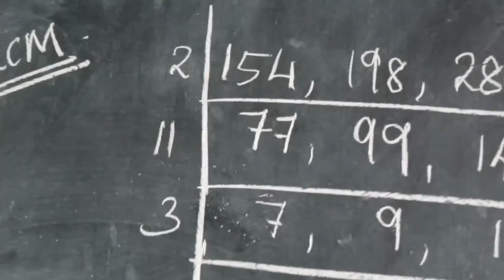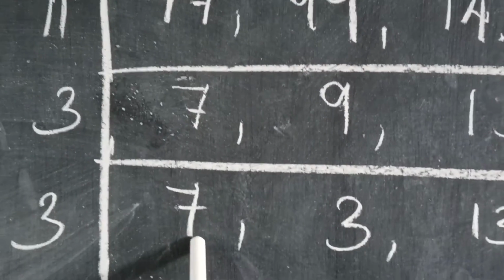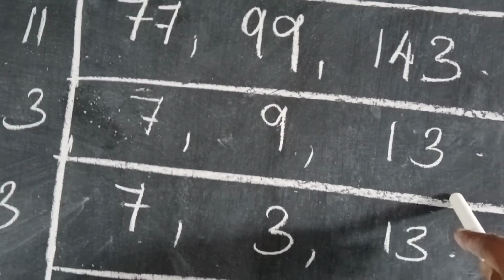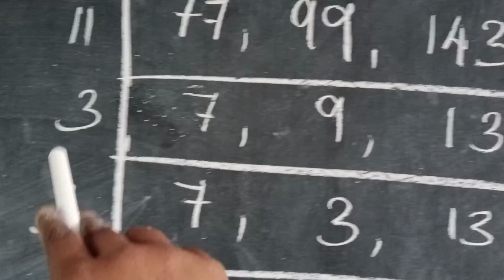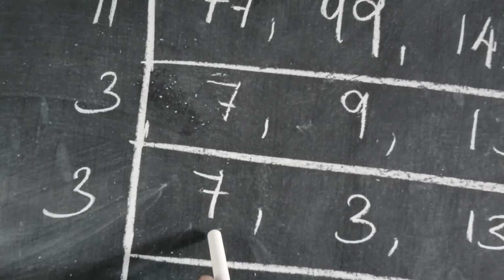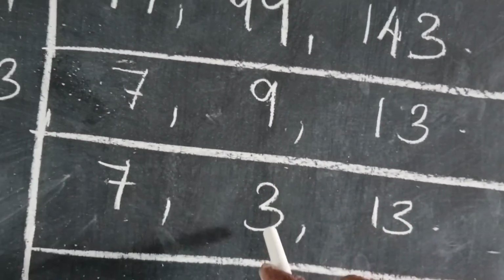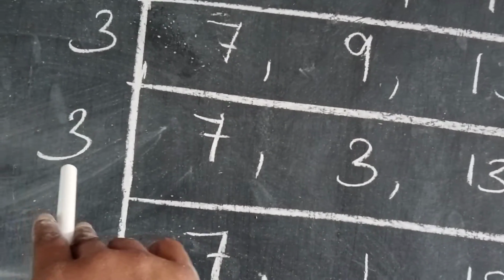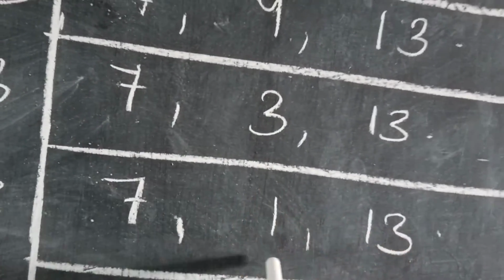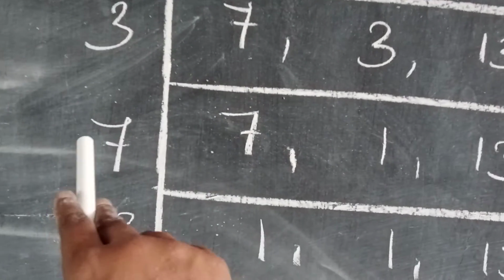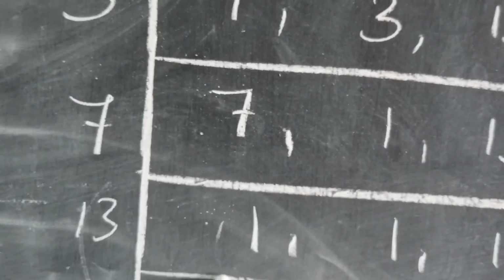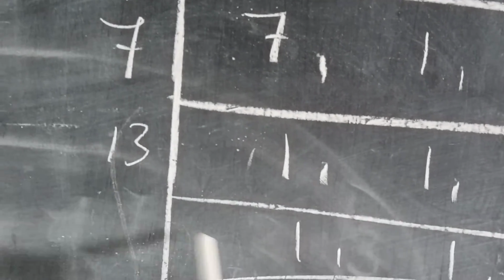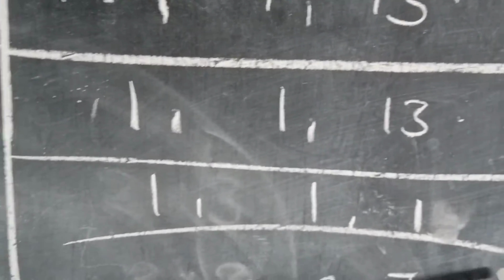Then we get the numbers here, 7, 9, 13. We are going to find out LCM, not HCF now. Now third table we are using, 7 we are keeping as it is. 3 3s are 9 and 13 is as it is. Again third table, 7 we are keeping as it is, 3 1s is 3, then 13 is here. Again seventh table we are taking, 1 7 is 7, 1 is here, 13 is here. Again 13th table, so 1 1 1 we get as the answer.